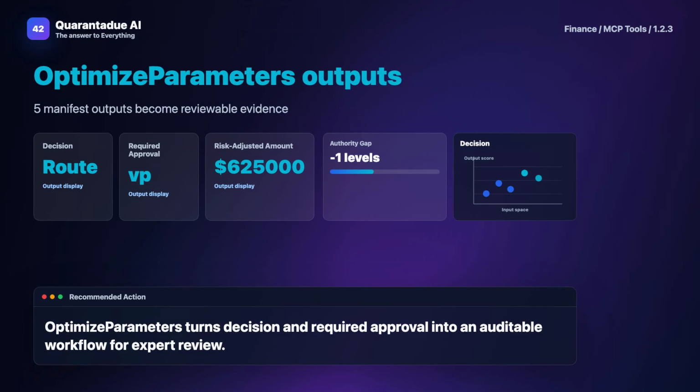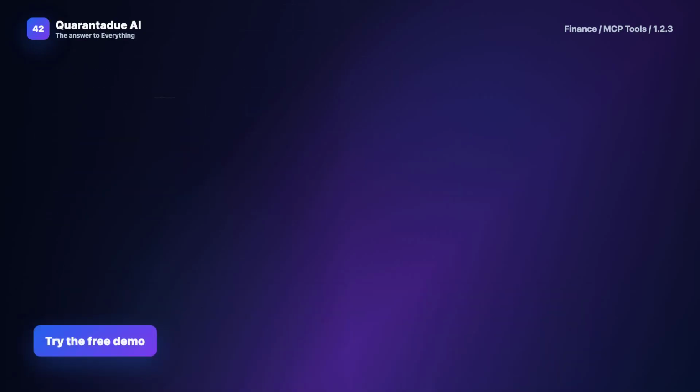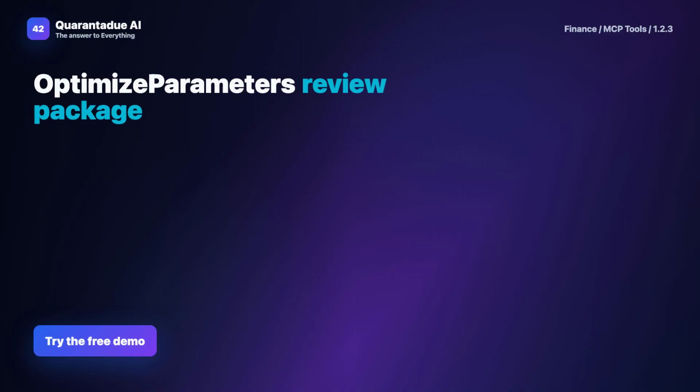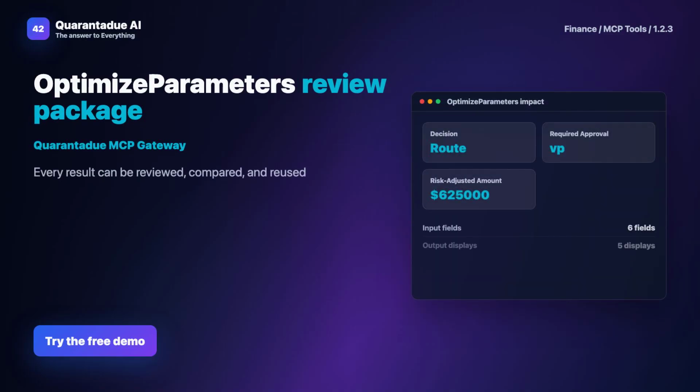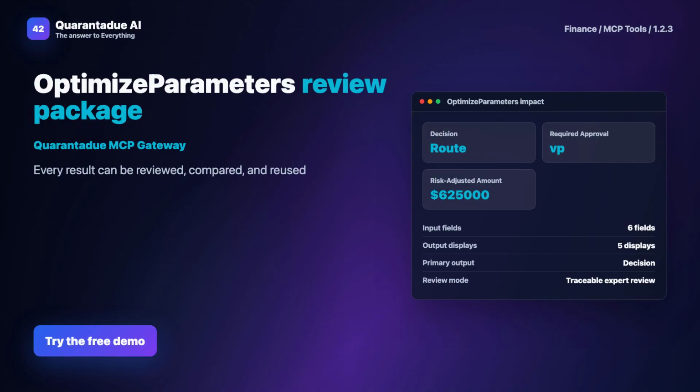Across initiatives, optimize parameters return structured outputs such as decision, required approval, risk-adjusted amount, authority gap, and approval threshold matrix. These outputs are designed to support review, reporting, comparison, and follow-up actions. The value of optimized parameters is not just automation, it is a controlled way to turn repeated finance work into a documented business process with clear inputs, transparent logic, and reusable outputs.